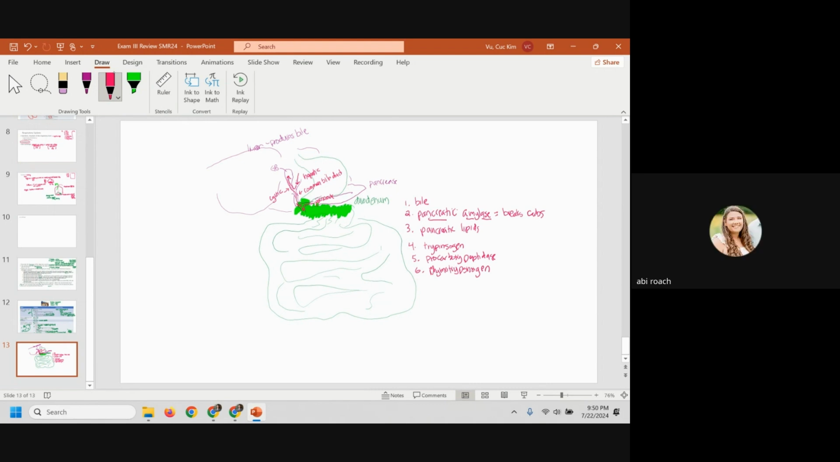Why would the trypsinogen and the chymotrypsinogen be inactive at this point? Because it's produced in the pancreas, so it becomes active in the small intestine. Excellent. That's exactly it. Because all of these break down what?